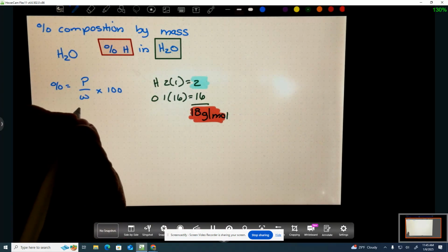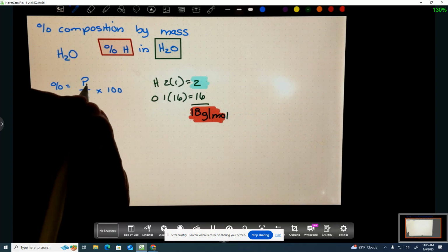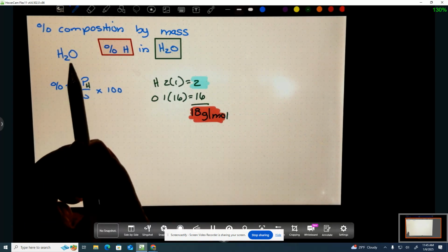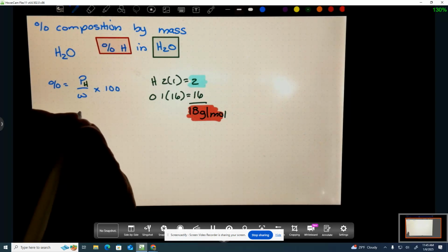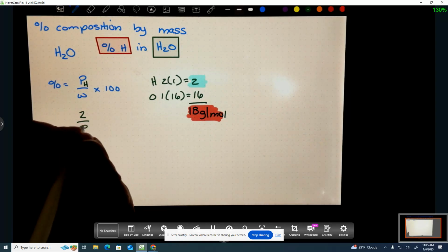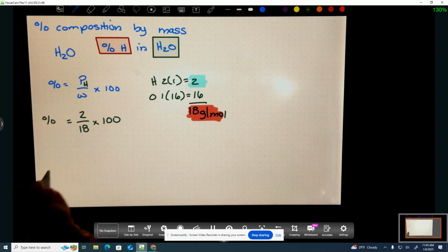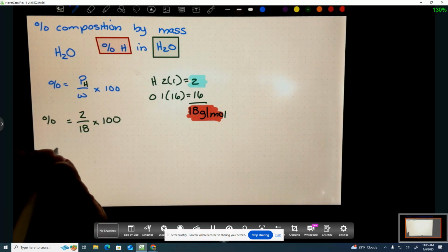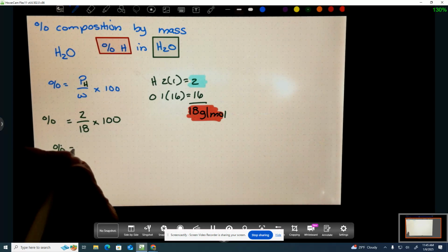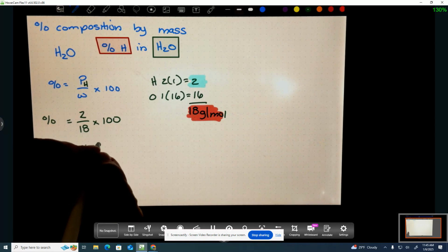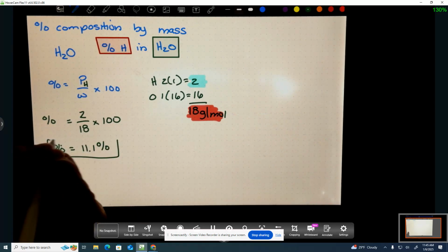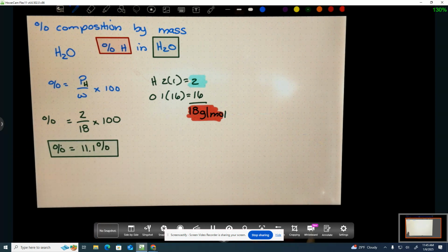So now we can say the part that is hydrogen, I'm going to put a little H there so I know that it's the part that's hydrogen, is going to be 2 divided by the whole thing, which is 18, times 100. That's going to give me the percent that is hydrogen. And through my very fabulous calculator brain, I'm going to write down 11.1%. You check that on your calculator. Make sure you get 11.1%.